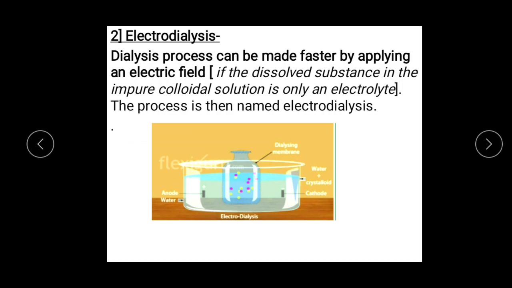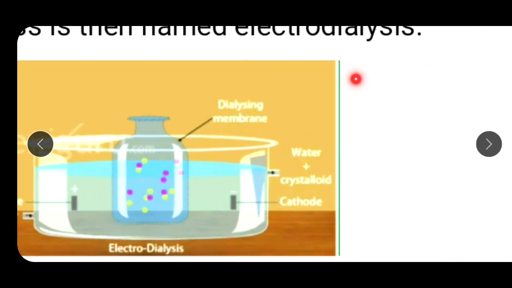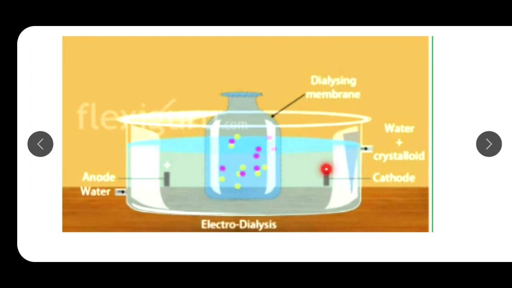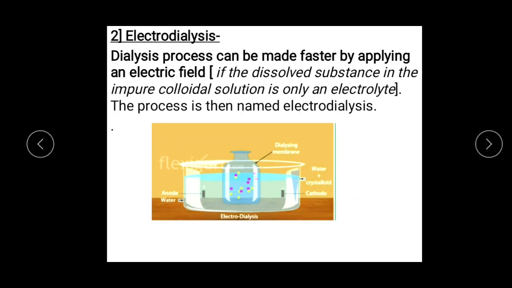Next method is electrodialysis. Dialysis process can be made faster by applying an electric field. The word electrodialysis, if you split it into two, the meaning is dialysis which is done by using an electric field. And this method is applied if the dissolved substance in the impure colloidal solution is an electrolyte. If we have the impurity in the form of an electrolyte, then electrodialysis is used. This is a setup for electrodialysis. We have the electrodes, a dialyzer which has a dialyzing membrane, and electrodialysis is conducted.